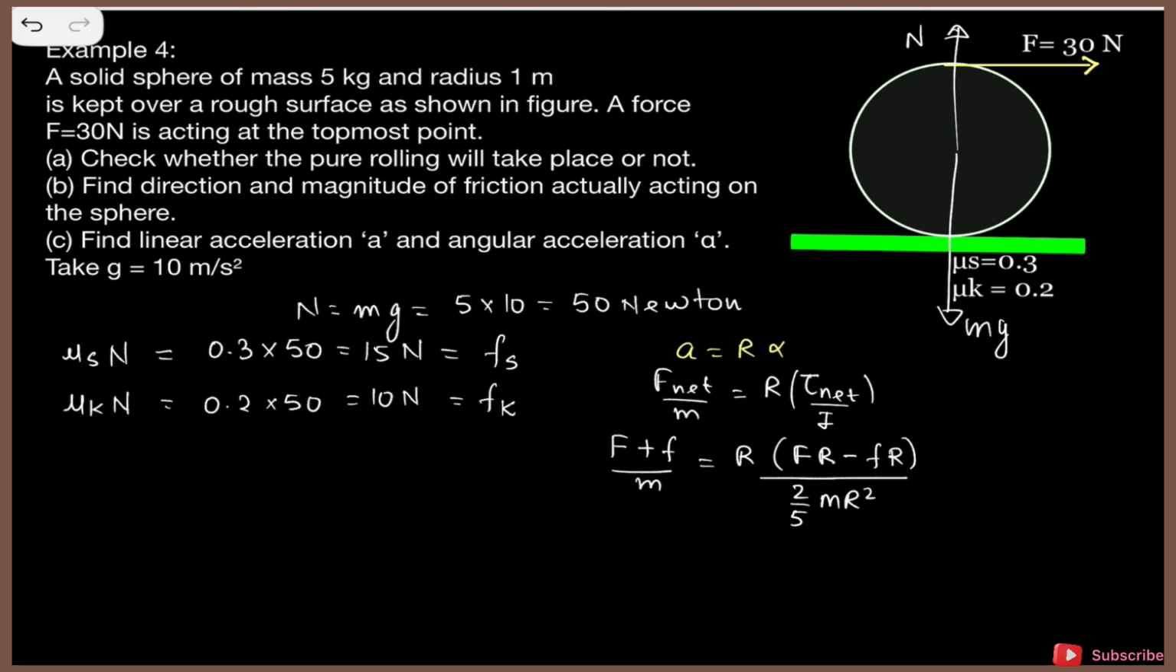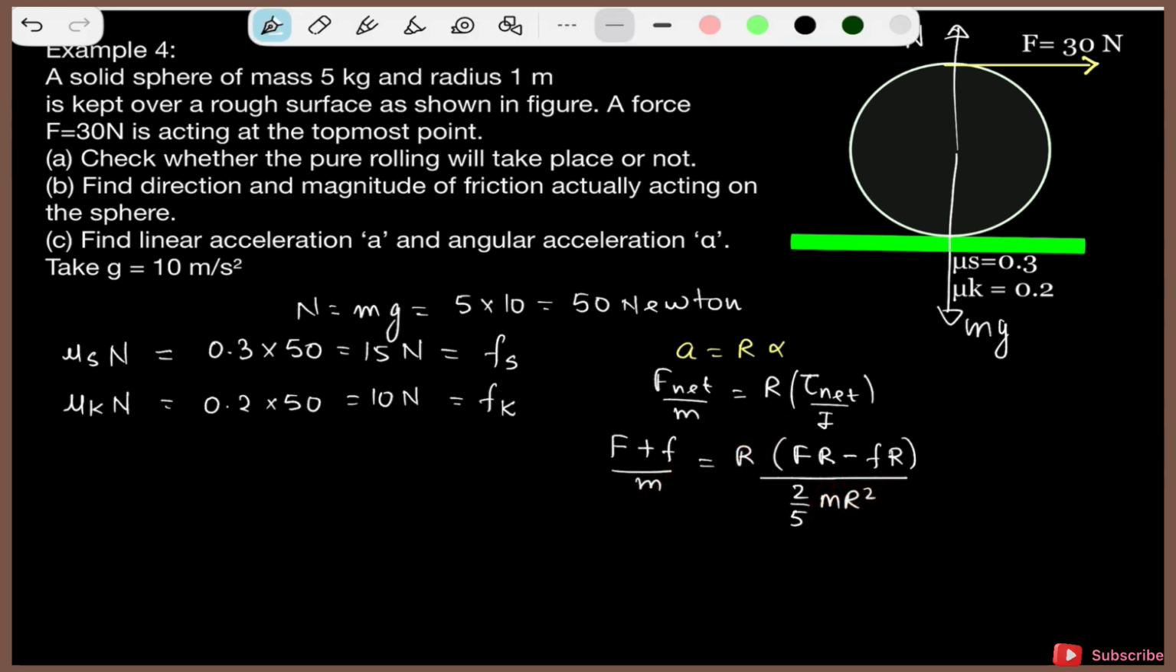Okay, these r terms are going to come out of the bracket and become r square. So r square and r square will cancel out. This mass term and this mass again cancel out. So we can write the situation.